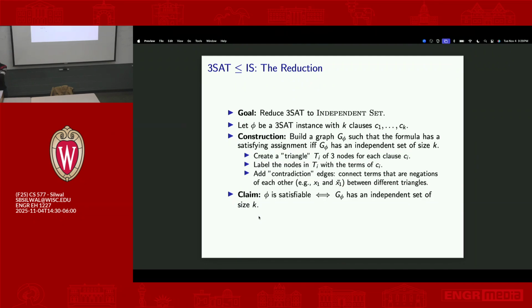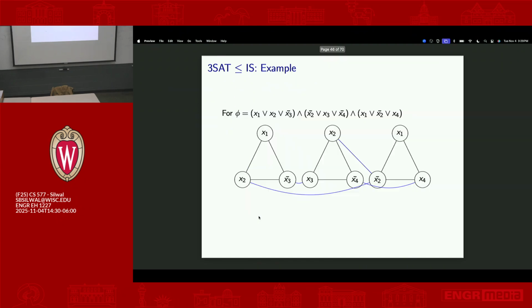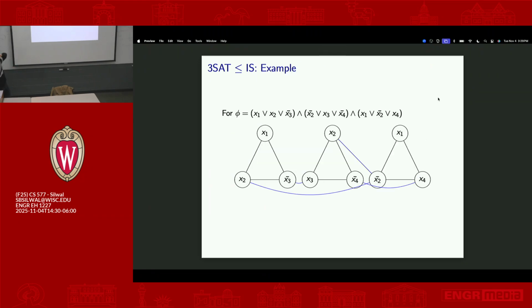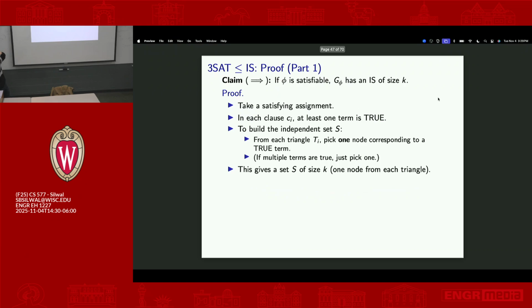So now let's quickly prove this claim. This formula is satisfiable if and only if this graph that I constructed has an independent set of size k, where k is the number of clauses. I get to pick k. Well, we have to show two things. I mean, it's pretty clear if you sit there and stare at it for 10 minutes, but I'll just walk you through it. Let's do one side. If the formula was satisfiable, then there's an independent set.